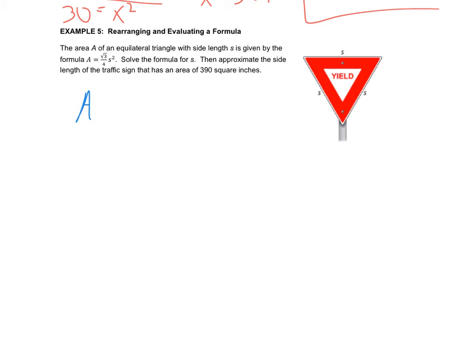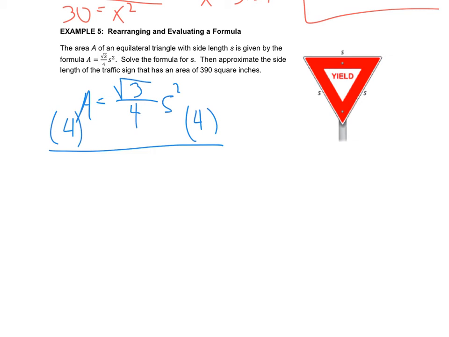So remember, when I'm solving for s, I use my operations backwards to get to the one that I want last. There's a couple of different ways I can do this. The very first step I might say is let's move the 4 that's in the denominator by multiplying both sides by 4. That'll get it to the left-hand side and eliminate it over here on the right. So now I would have 4a equals the square root of 3 times s squared.